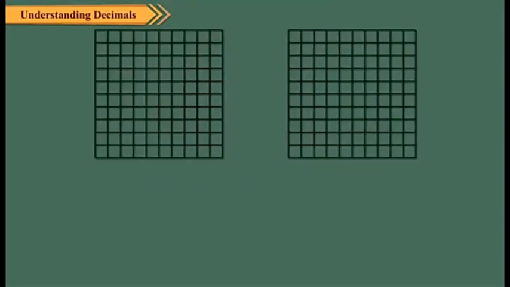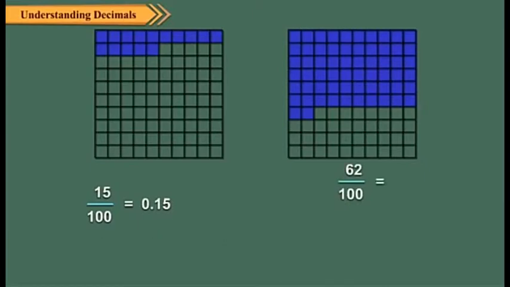Here, each square has been divided into 100 equal parts. The shaded portion of the first square shows 15 by 100, which is equal to 0.15. Similarly, the shaded portion of the second square shows 62 by 100, which is equal to 0.62.